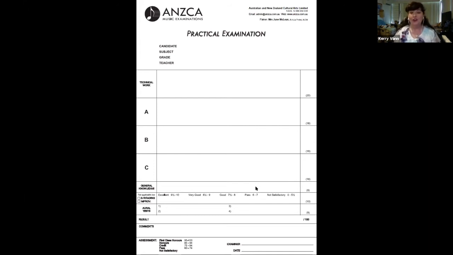So for technical work in the lower grades, by the way, for introductory we don't have marks, it's an honours, a pass or a credit.